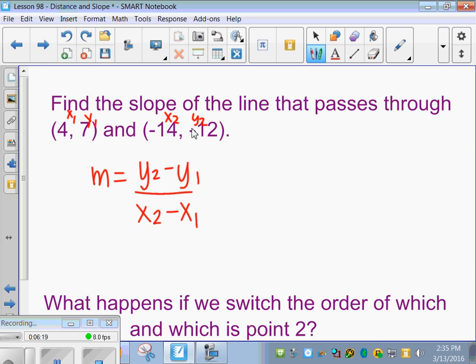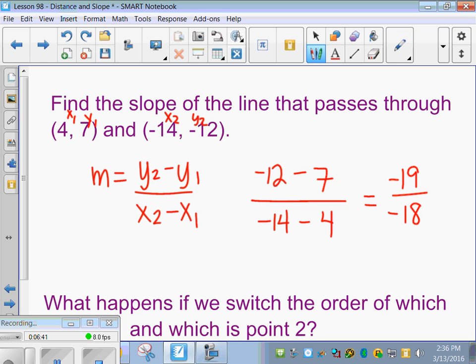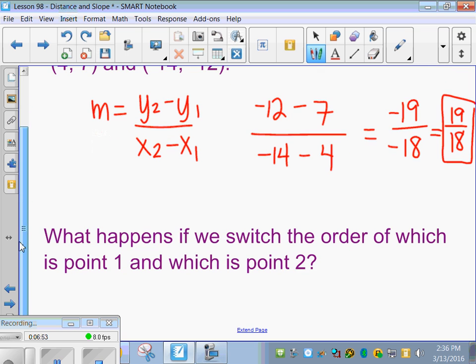So we're going to take the second y, which is negative 12, and we're going to subtract the first y, which is 7. And then we're going to take the second x, which is negative 14, and then the negative sign from the formula, and subtract 4. So negative 12 minus 7 is negative 19, and negative 14 minus 4 is negative 18. And if it reduces, you definitely want to reduce. But what we have is a negative over a negative, so I do want you to change that to a positive 19 over 18.